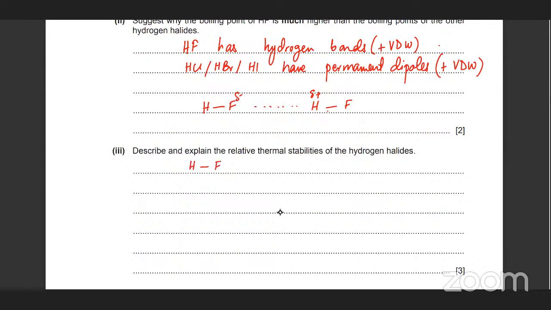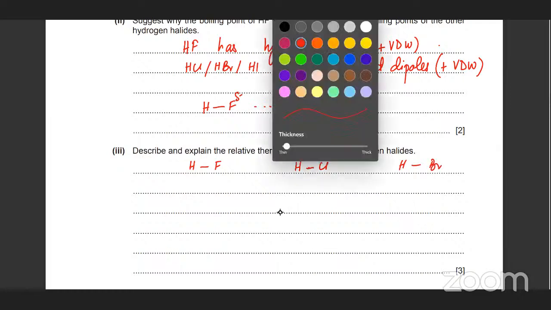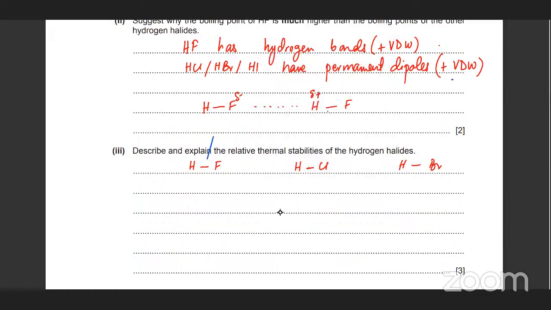So when you talk about thermal stabilities of HF, HCl, and so on, HBr and HI, then you're actually trying to break the bond. So which one do you think is the strongest one? Hydrogen fluoride. Okay, this one is the strongest one. So the trend of thermal stabilities is that it's going to decrease down the group.